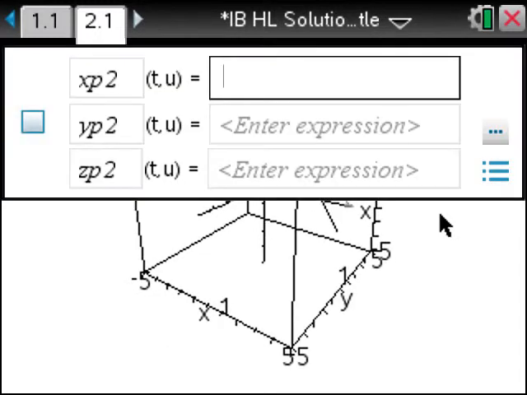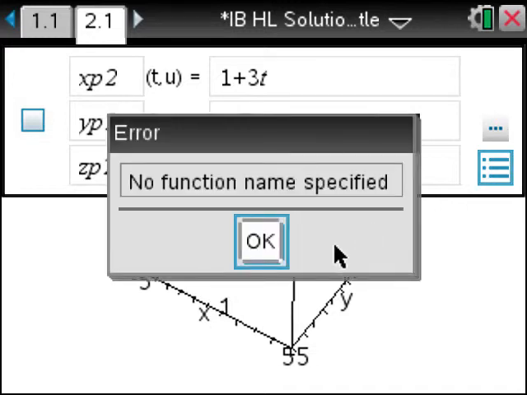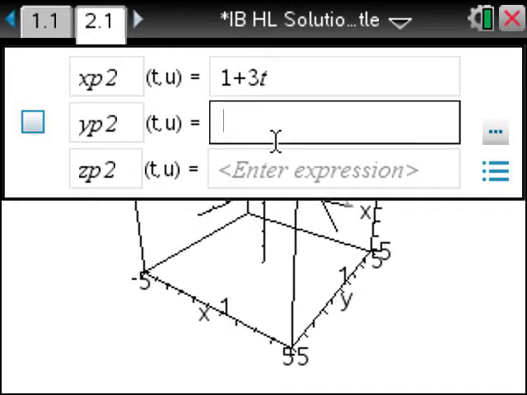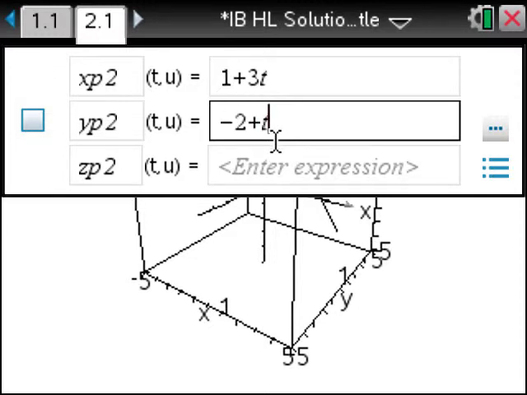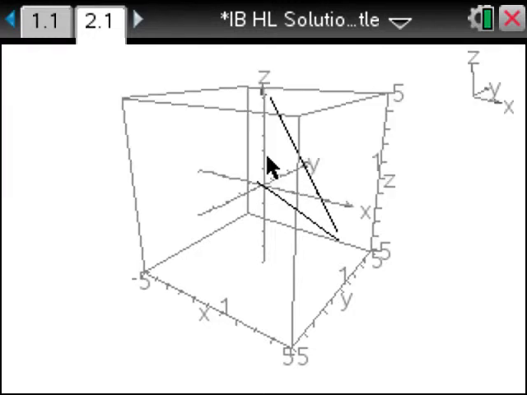Now I'm just going to pull up the opportunity to type in the second Cartesian line, which we've called L2. I can use the same parameter here, the things are independent, or I can use a different one. I'll just stick with the same one, shouldn't be a problem. So the first parameter would be 1 plus 3t. Then we need to go to the second box, which is -2 plus t. And the third one is 1 minus 2t.